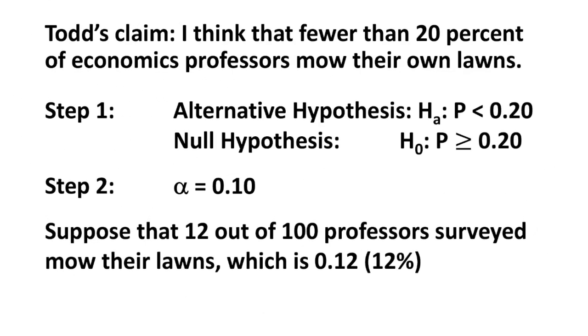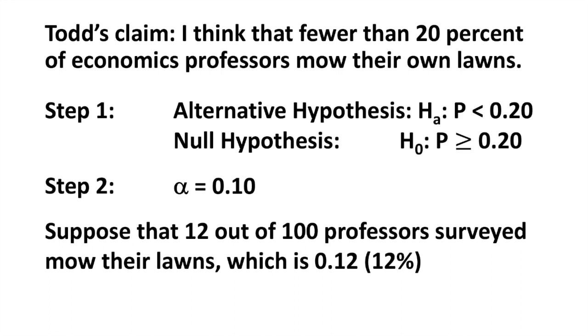So now we can go through the steps for a hypothesis test. Again, as a reminder, my claim is I think that fewer than 20% of economics professors mow their own lawns. So of course, the first step is to write out the hypotheses that we looked at a second ago. The alternative hypothesis, H subscript A, is that P is less than 0.20. In other words, this percentage is less than 20%. We're testing that against a null that P is greater than or equal to 20%.